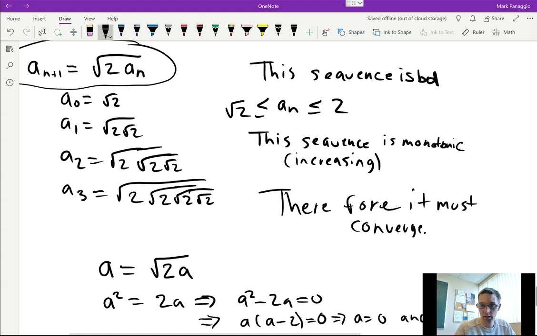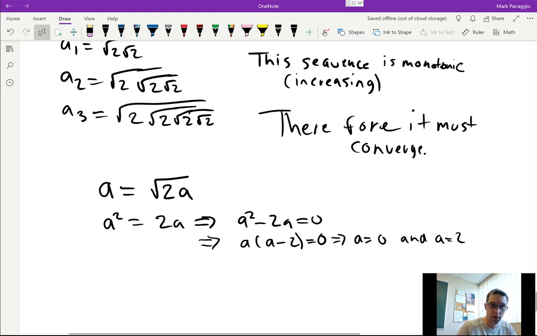Well, it's pretty clear that 0 can't be the answer, because all of the terms in the sequence are between root 2 and 2. So you can't approach 0 if you never get anywhere close to 0. Root 2 is around 1.4. We don't have any terms smaller than that. But 2 is very plausible, and it turns out that is actually what these numbers are approaching.